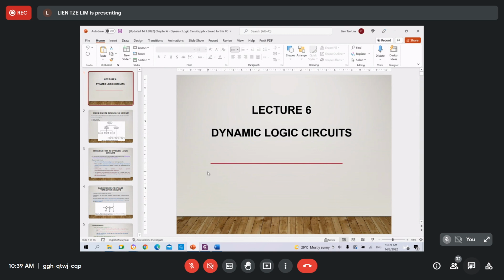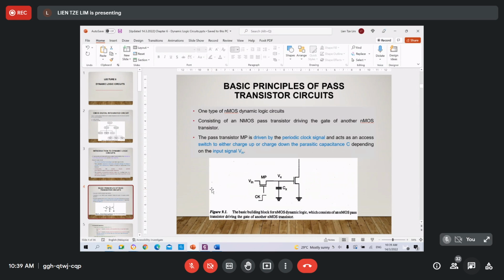For this dynamic logic circuit, I have covered the pass transistor circuit, and also another circuit we call voltage bootstrapping. What is the difference between the dynamic logic circuit and static logic circuit? Dynamic logic circuit has a clock. There is input to the circuit. This is how we differentiate the circuit between static and dynamic.